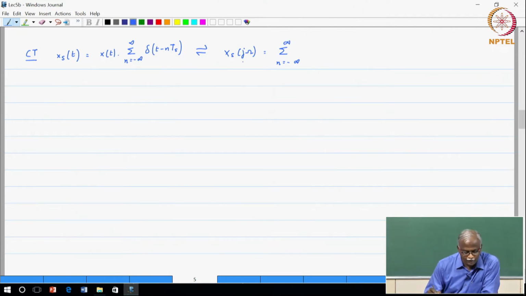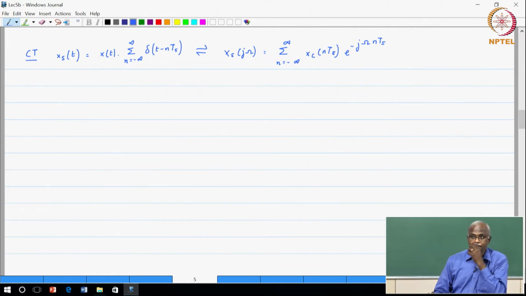Basically, if I were to do the Fourier transform of this, you will find that when I apply the integral to the Dirac delta, the expression that I will get is summation n equal to minus infinity to infinity xc of nTs, that will be the value of the function, and e power minus j omega nTs. The integral will leave you behind with just the summation. So basically I am taking the Fourier transform of xs of t, which is the expression on the right hand side.